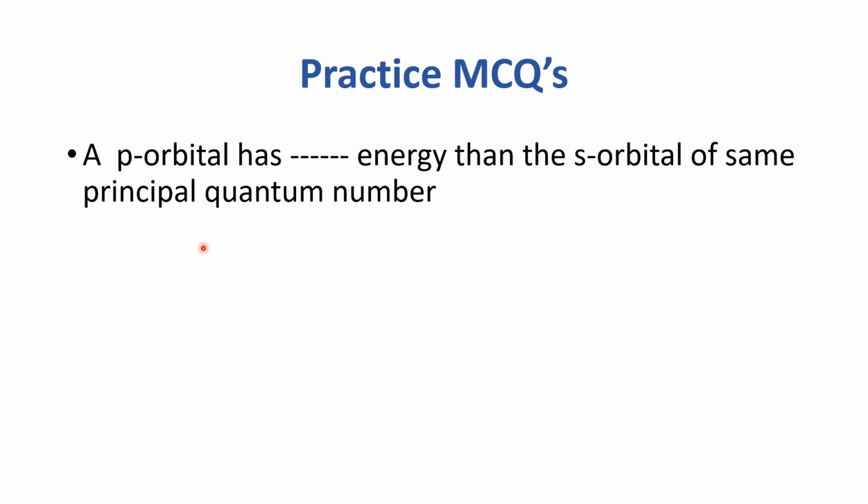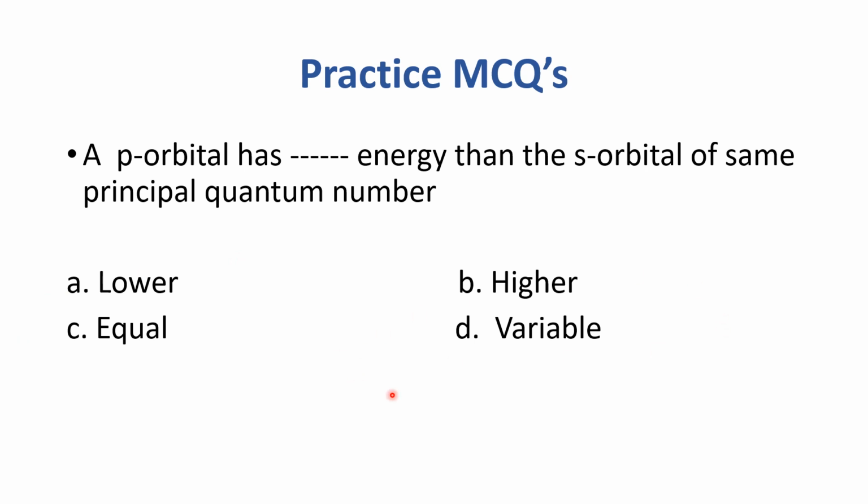A question stated as: a p orbital has dash energy than the s orbital of same principal quantum number, and the options are lower, higher, equal, variable, and the correct option is higher.